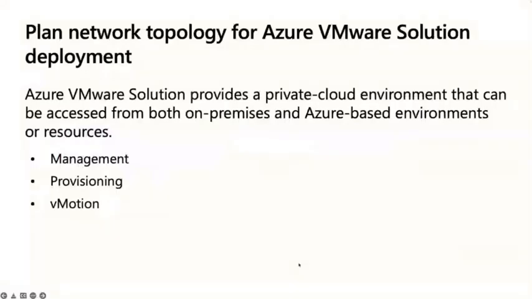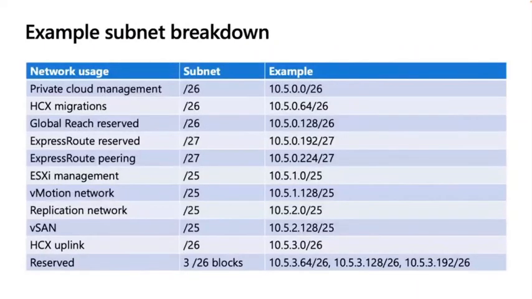Okay. So planning your network topology for AVS is really important, just like preparing your environment, because you're going to need IP address spaces for your management, for provisioning, for vMotion, just like on premises. You don't want anything overlapping. So we have an example breakdown here. The whole thing is a /22 environment, so it's a big CIDR, and then you carve it out into these smaller subnets.